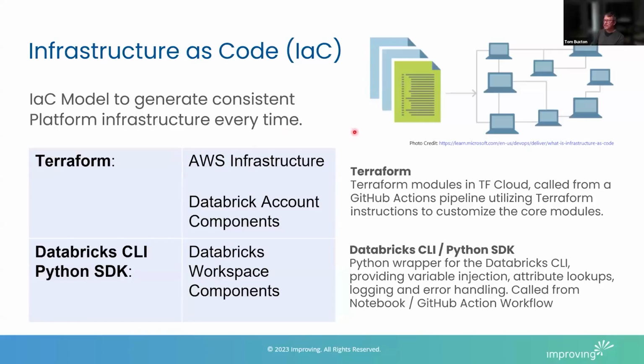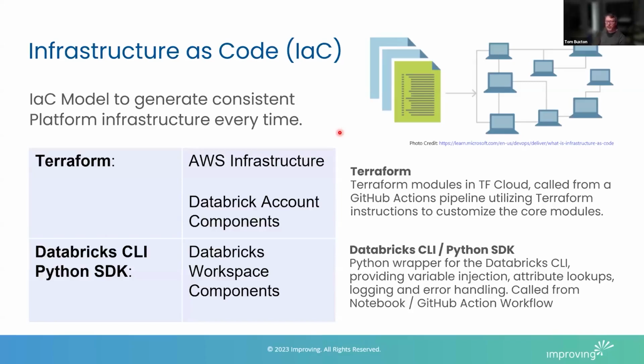So let's talk about infrastructure as code. In this particular case, we're using it as a way of generating our architecture and our infrastructure consistently the same way every time, in the same order, because in our case we have an ephemeral environment. We want to be able to delete and rebuild these environments on a weekly basis. We're not there yet, but we are on track to being able to do that. We use a couple of different tools for IaC work. We are using Terraform, and we're using the Databricks CLI and Python SDK.